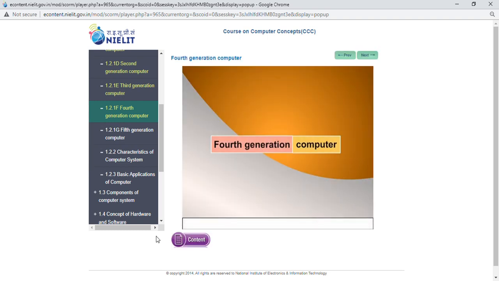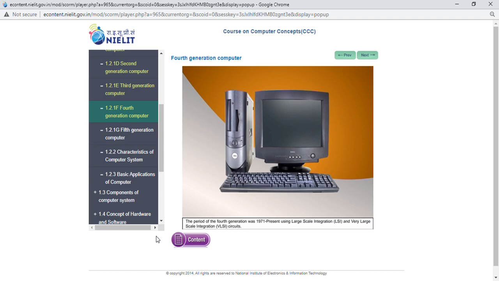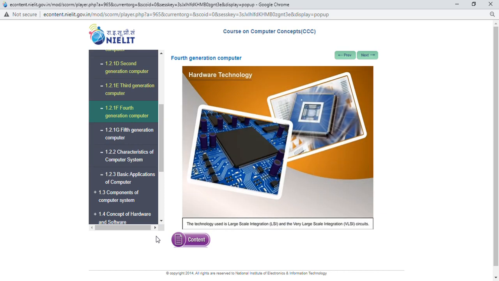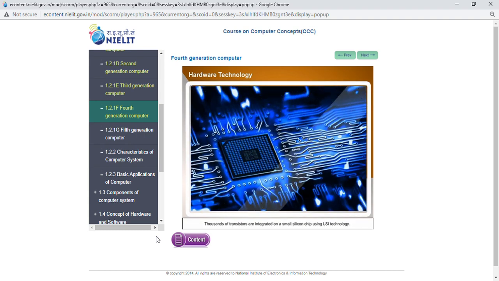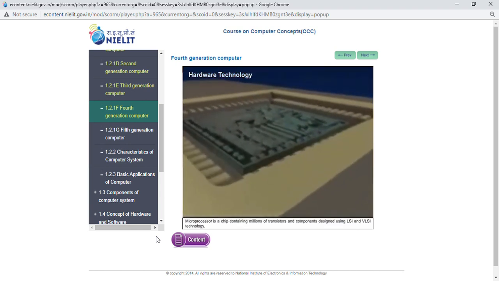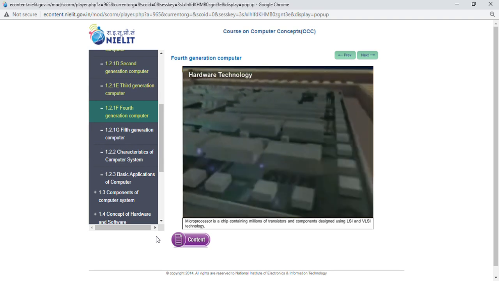Fourth generation computer. The period of the fourth generation was 1971 to present, using large-scale integration LSI and very large-scale integration VLSI circuits. Hardware technology. The technology used is large-scale integration LSI and the very large-scale integration VLSI circuits. Thousands of transistors are integrated on a small silicon chip using LSI technology. Microprocessor is a chip containing millions of transistors and components designed using LSI and VLSI technology.